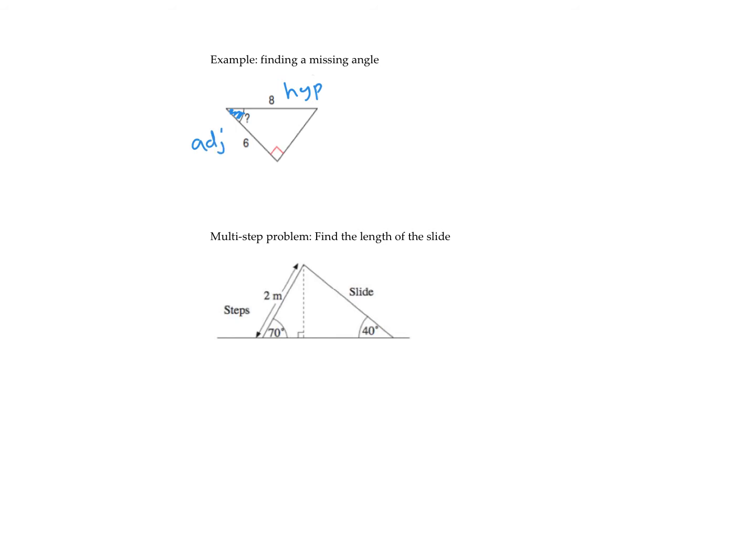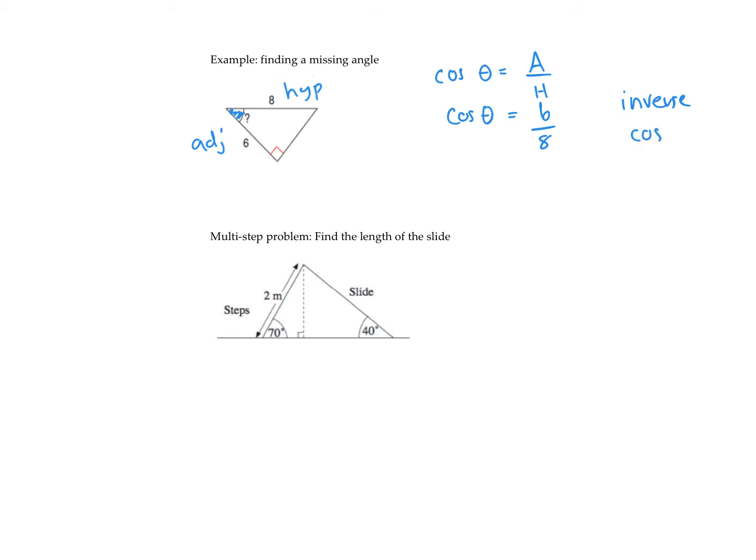So same steps: label the sides, choose the ratio. A over h is cosine. Fill in what you know. This time we don't know the angle, we know the adjacent, and we know the hypotenuse. If you want the angle given sides, in the previous example we had sides and an angle. We wanted to find the side. Here we want the angle, so we want to inverse the ratio to get the angle.